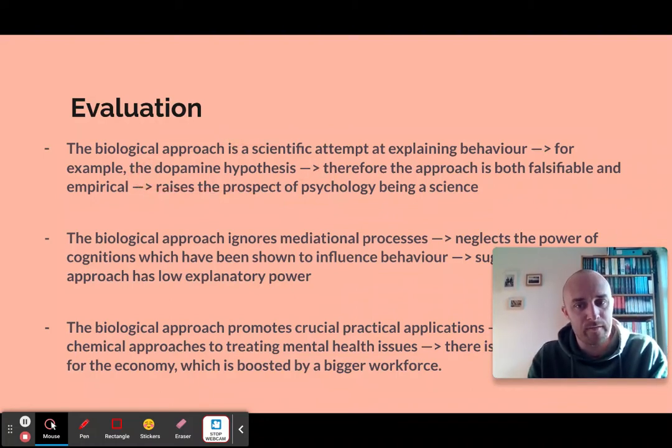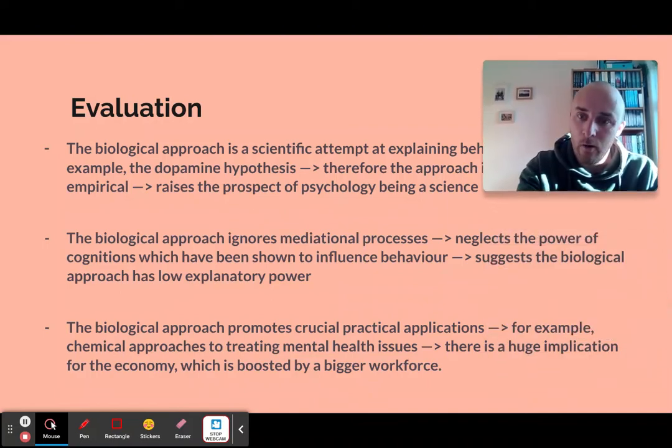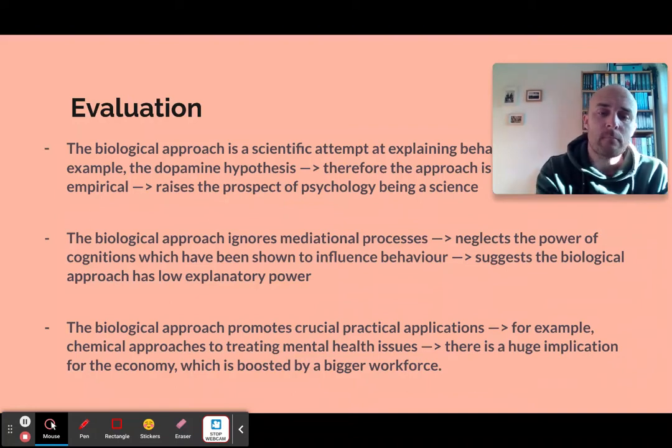How's the dopamine hypothesis scientific? It is empirical because we can actually see the dopamine receptors have an effect on schizophrenia. So we can actually observe that. And therefore, that raises the prospect of psychology as a science, right? However, on the other hand, the biological approach ignores mediational processes.